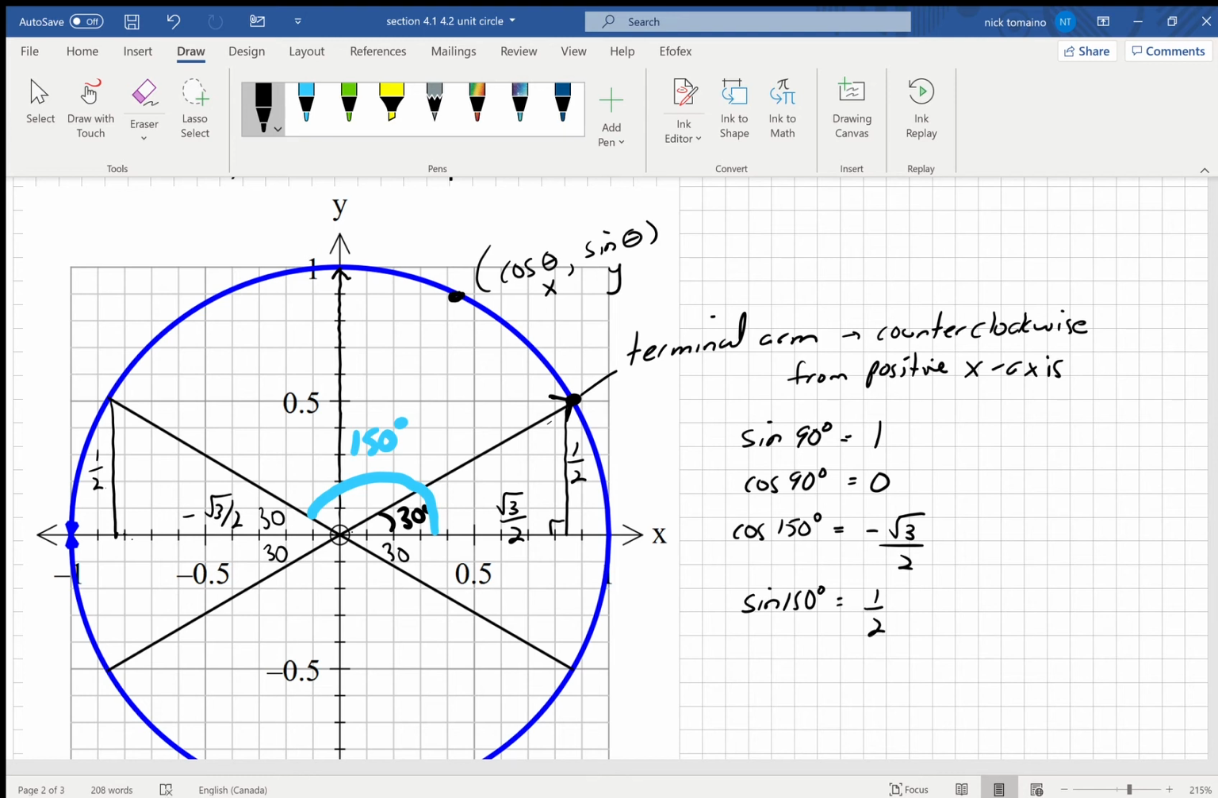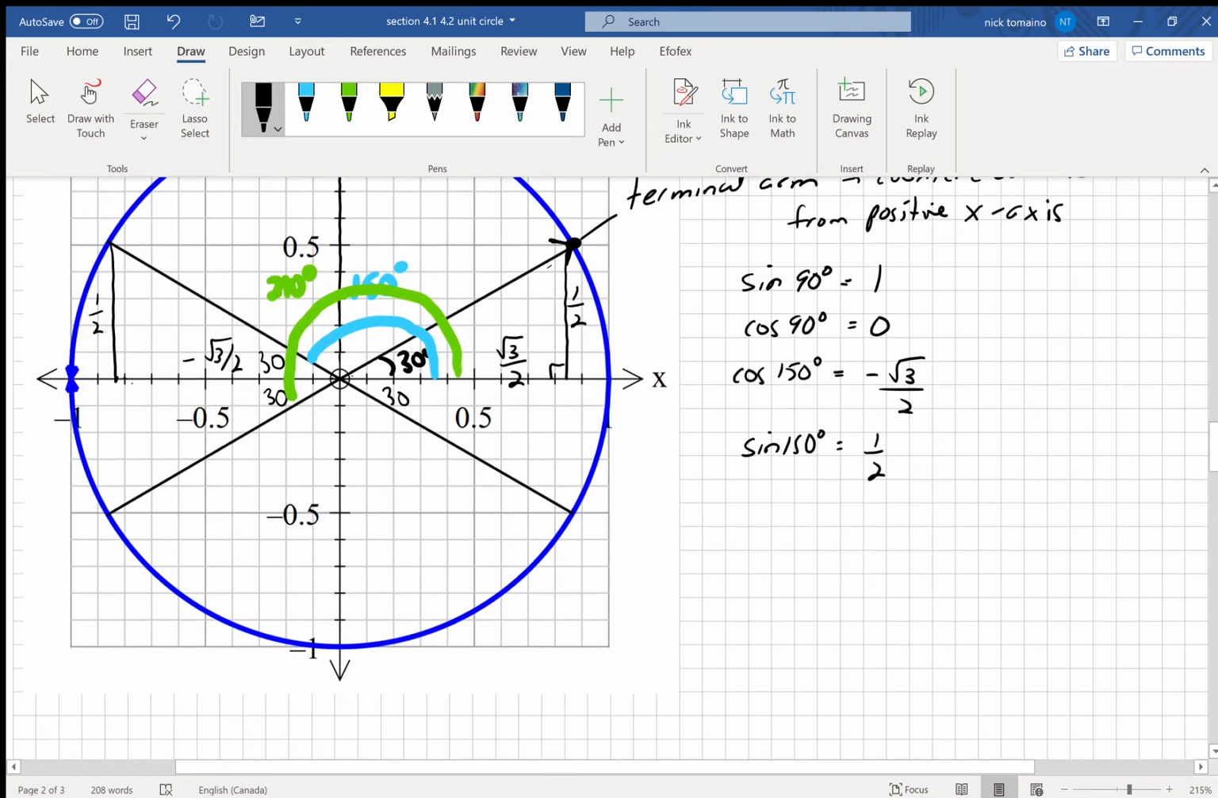All right. Now we're going to go to our next angle. So again, because from here all the way to here is 180, and that's an additional 30, that means that we are now going to have 210 degrees of rotation.